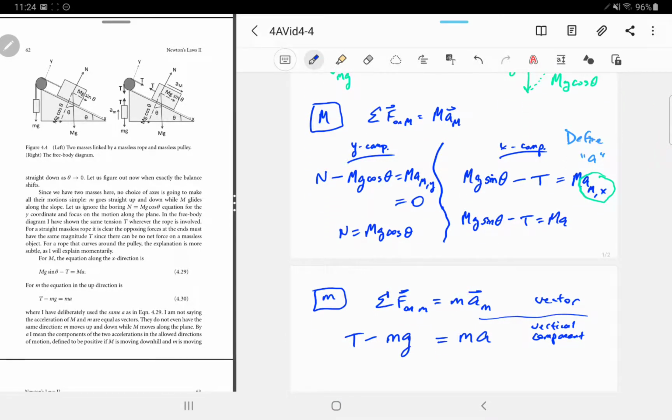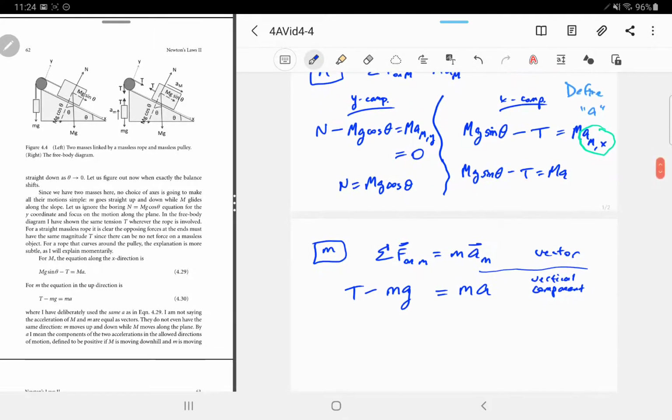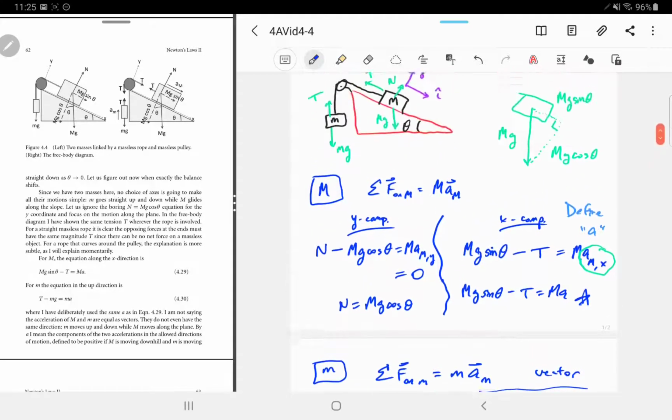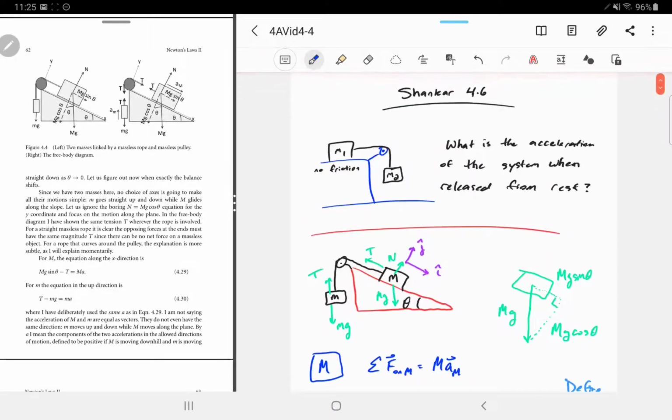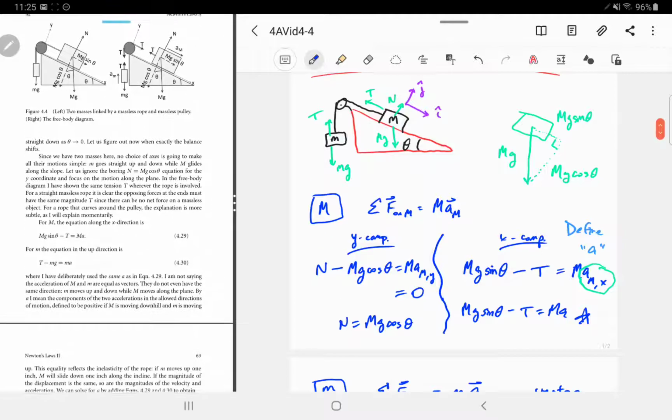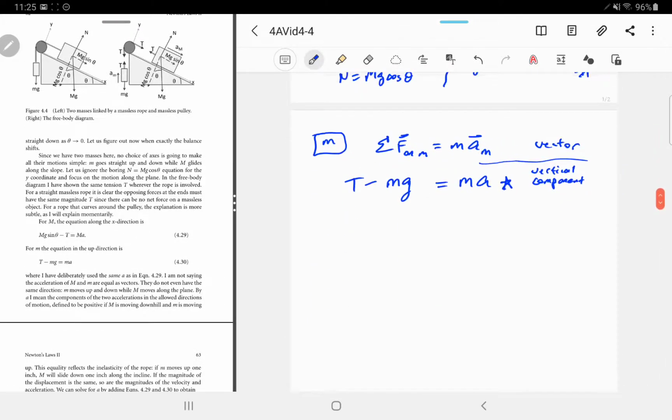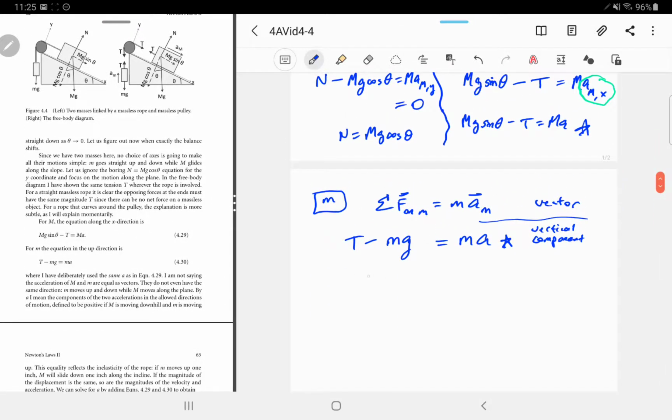All right. And this is what allows us to use the same a in these two equations. Because really we would have an a subscript m and an a subscript capital M, but because they're coupled masses, that's the name of the section, we're allowed to do this. So then solving these equations is pretty easy.